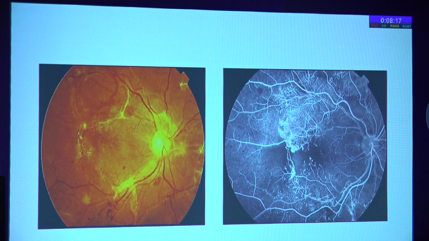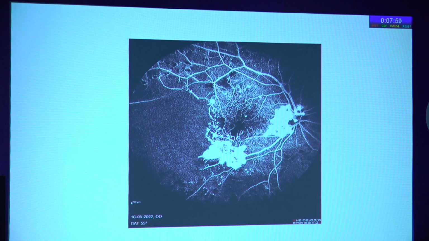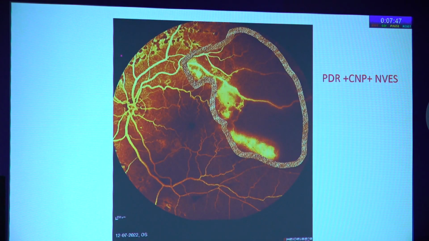Previously we were getting pictures only up to 50 degrees, but we know that with the wide field, the neovascularization pathology occurs at the junction of perfused and non-perfused areas, where you can see multiple neovascularization as well as laser marks here. Here also you can see this is a wide field. This whole area is ischemic. So you are now going to plan the treatment accordingly, as well as you know that there is an NVD also.